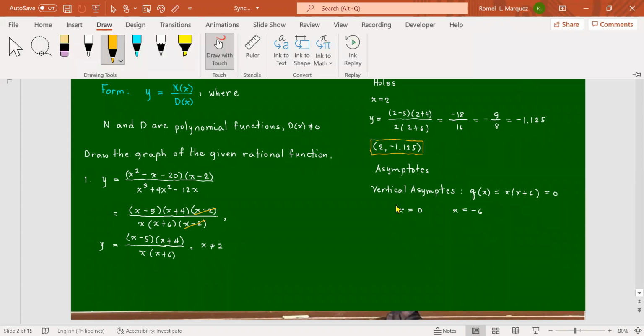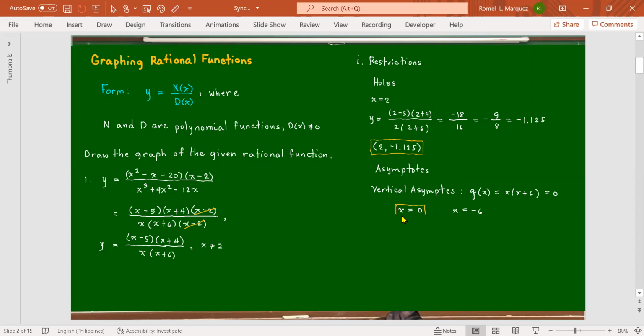So there are 2 vertical asymptotes. Again, we get the vertical asymptotes from the denominator of the simplified. Okay? And then from there, we're going to have the horizontal and/or slant asymptotes.